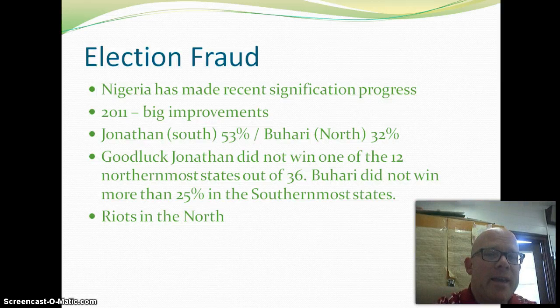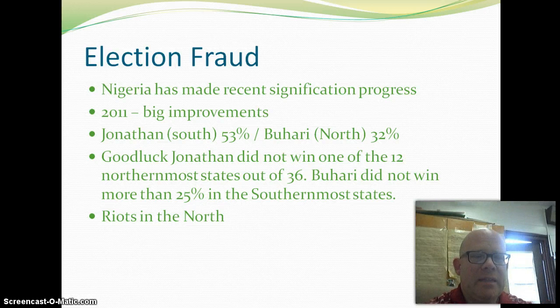On election fraud, again, a significant process, with big improvements in 2011. In that 2011 election, Goodluck Jonathan won 53% of the vote, and Buhari from the north, 32% of the vote. Goodluck Jonathan did not win one of the 12 northernmost states out of the 36, and Buhari did not win more than 25% in any of the southernmost states. So again, even though these candidates meet that minimum criteria, they're not crossing over and appealing to the whole country.